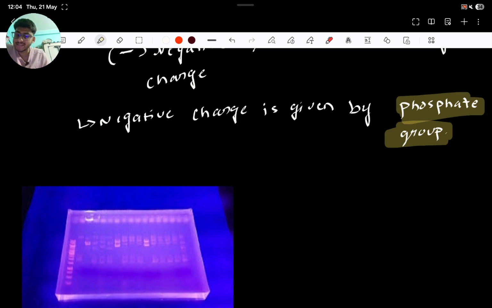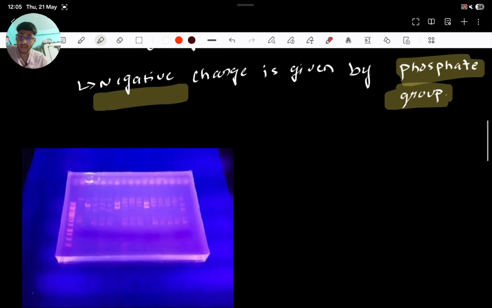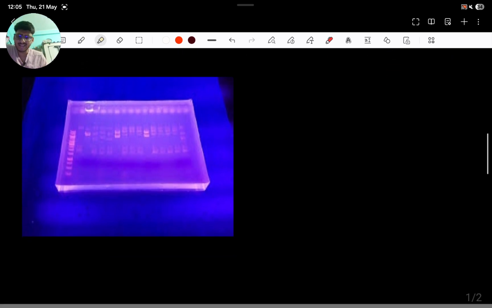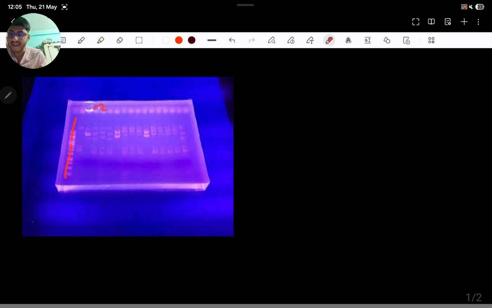So what happens when electric current is passed through these negative charges? When electric current is passed through these negative charges of DNA, the DNA runs. Okay, and where does it run? Now I will show you an image. This is nothing but the image of a gel. Okay, this is a gel. See, you can very easily understand it is a jelly-like structure. The whole thing is a jelly-like structure, and these are bands of DNA.